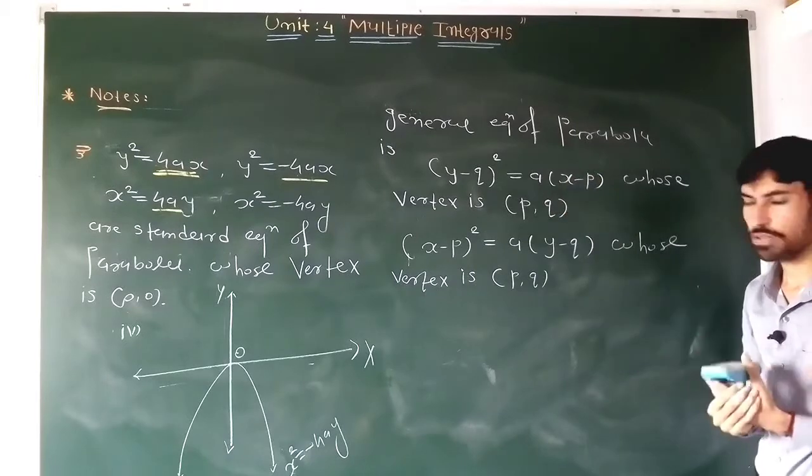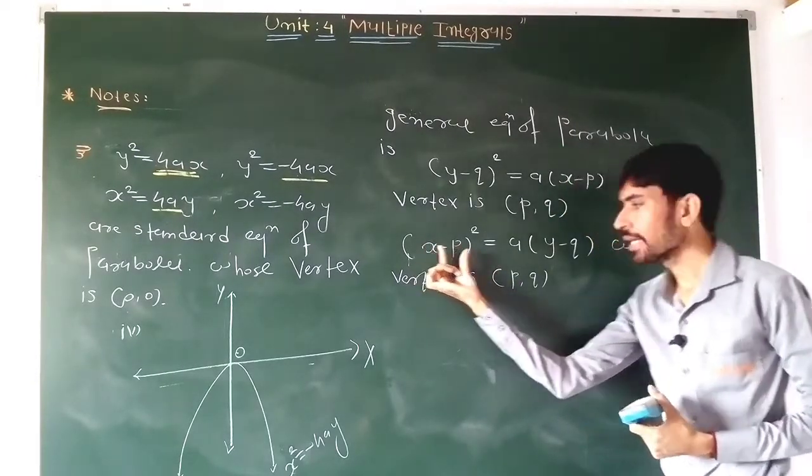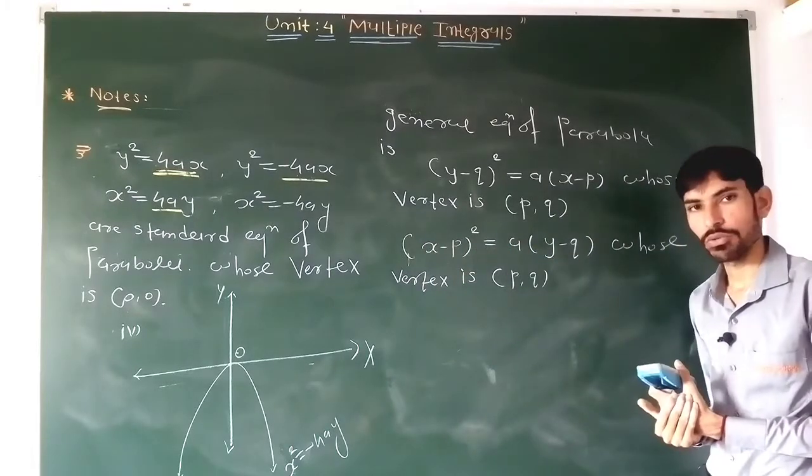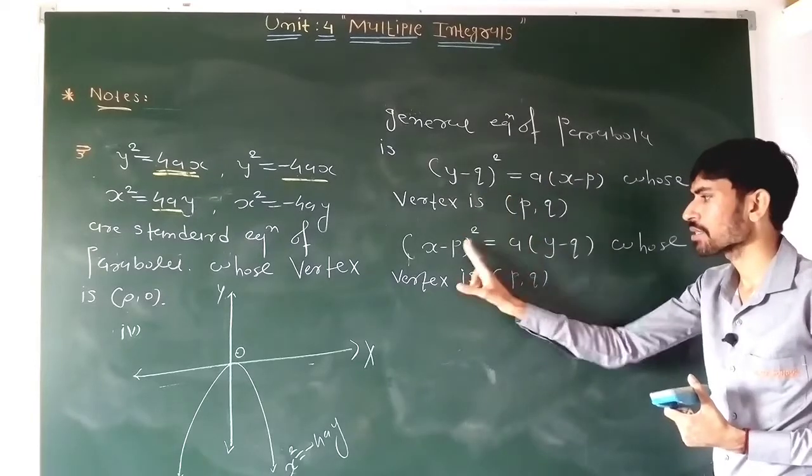So this is the first equation of the parabola general equation. Second one is x minus p whole square is equal to a into y minus q, and vertex of first one is pq and second one is also pq.